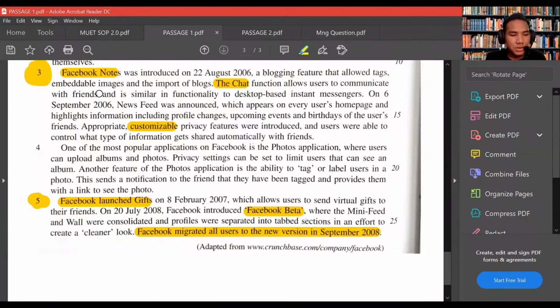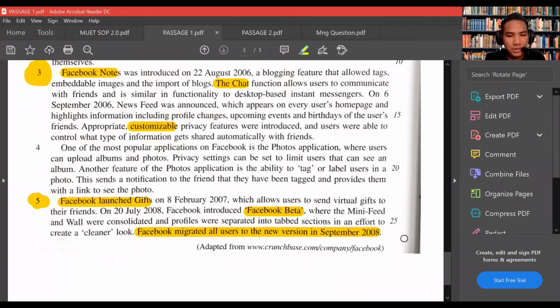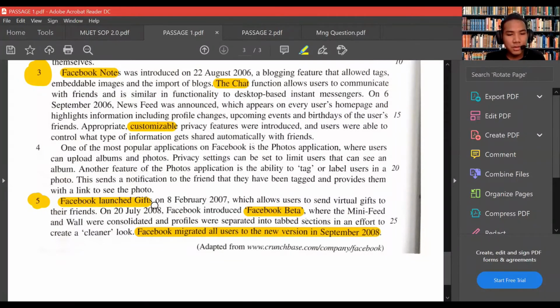So we skim through the last sentence of the paragraph, which is: Facebook migrated all users to the new version in September 2008. After we read this, we have to read through the passage. The first sentence: Facebook launched Gifts on 8 February 2007, which allows users to send virtual gifts to their friends. In the middle of the paragraph, it said that on 20 July 2008, Facebook introduced Facebook Beta, where the mini feed and wall were consolidated and profiles were separated into tabbed sections in an effort to create a cleaner look.